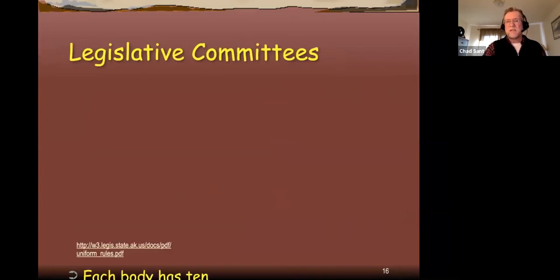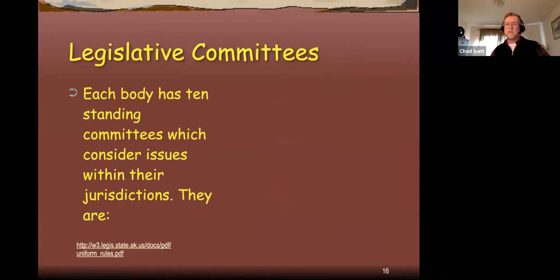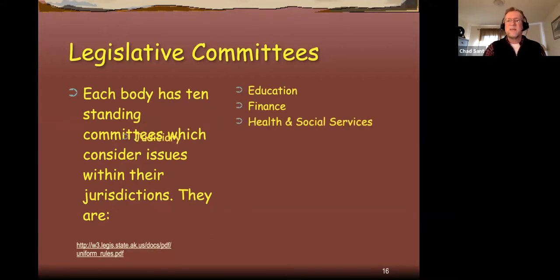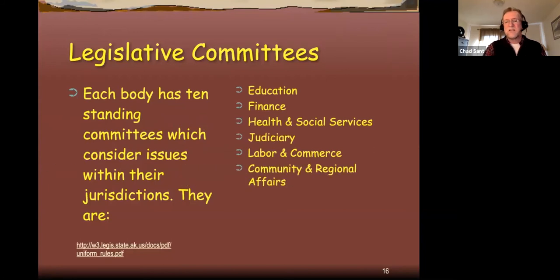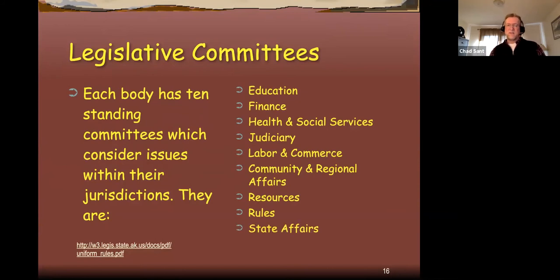And those legislative committees are 10 standing committees which consider issues within their jurisdictions. Sometimes you have subcommittees, but at this time we're just going to keep it really simple and show you the 10. Education, finance, health and social services, judiciary, which means the courts, labor and commerce, community and regional affairs, resources, and that means like physical resources, land, think of it that way. Any decisions that have to be made about property and land management, rules, and state affairs. So there we have it.